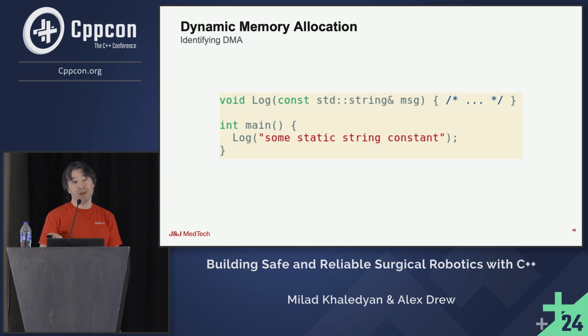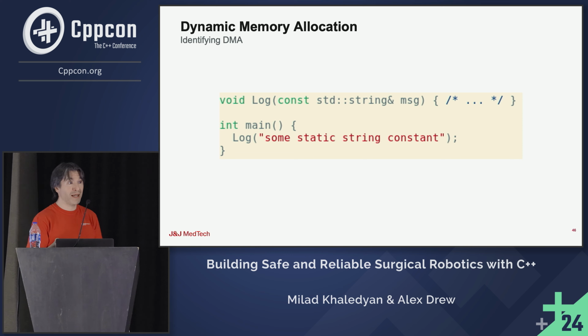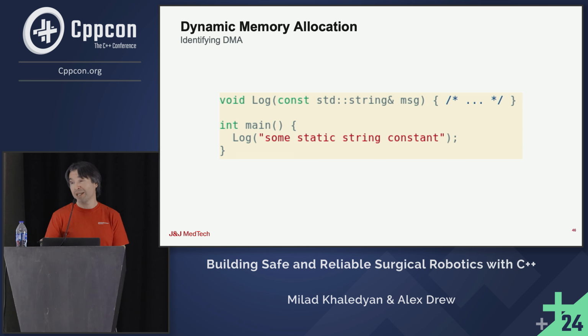You could provide an overload that takes a simple C-style string. Better yet, you could take a standard string view, which this is a great use case for. Then you avoid that temporary and kind of unused standard string.